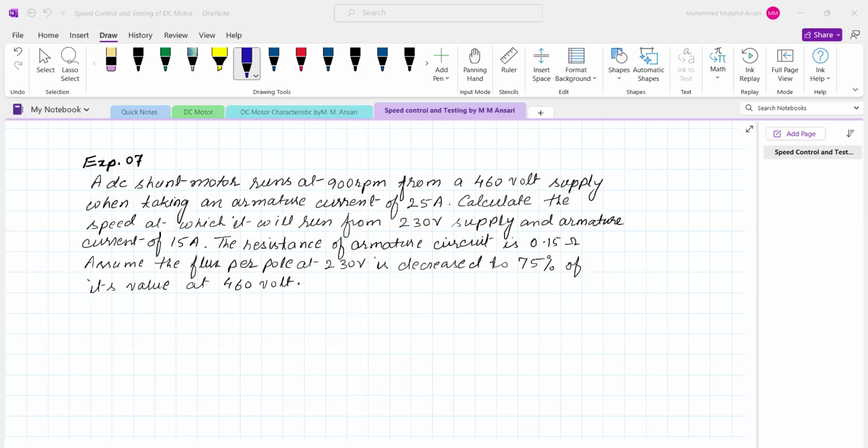Okay, welcome to electrical machine lecture. We will do some examples. So this is the example.